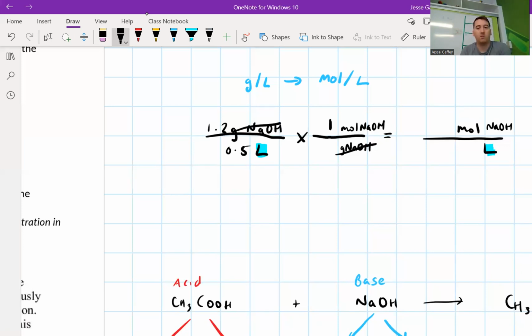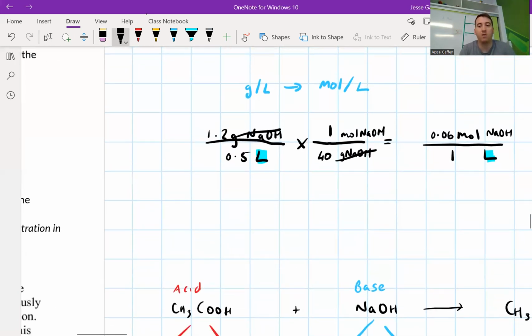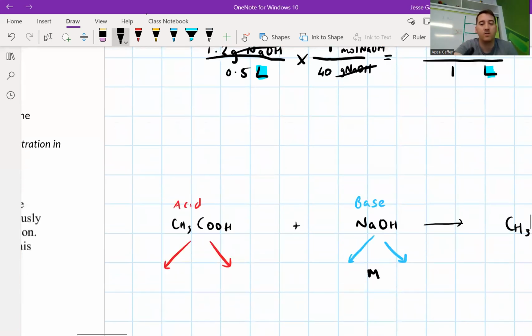Right, what you should have worked out is the molar mass of NaOH is 40. And when you do this sum, 1.2 over 0.5 times 1 over 40, what you should get is 0.06 moles in every 1 liter. Finally, now we can write down how many moles per liter we have, or molar, which is 0.06.